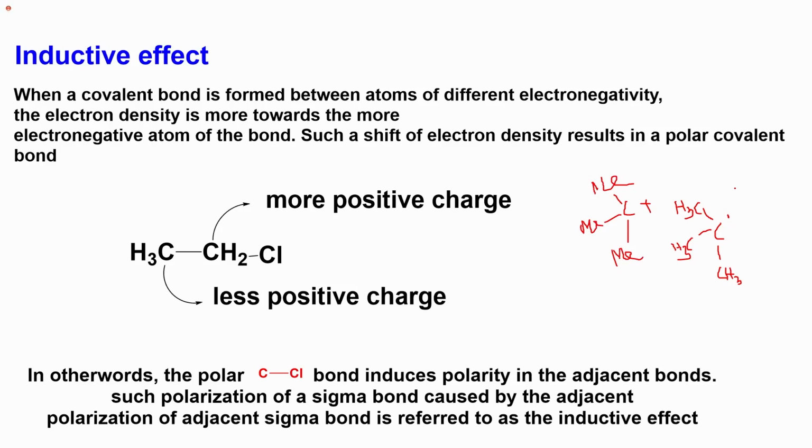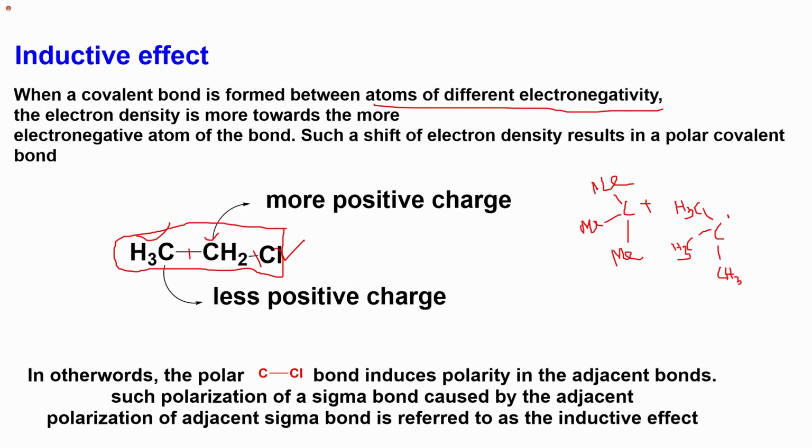So if you see this example, I have taken one example: CH3, CH2, Cl. Here two carbons are there and one chlorine atom is there. On one carbon, 2 hydrogens are attached, and on the other carbon, 3 hydrogens are attached. If you see the structure carefully, chlorine is attached to the carbon which is much closer to the chlorine atom, and chlorine is more electronegative compared to these two carbons, right? So what is the inductive effect? When a covalent bond is formed between atoms of different electronegativity, this is a covalent bond.